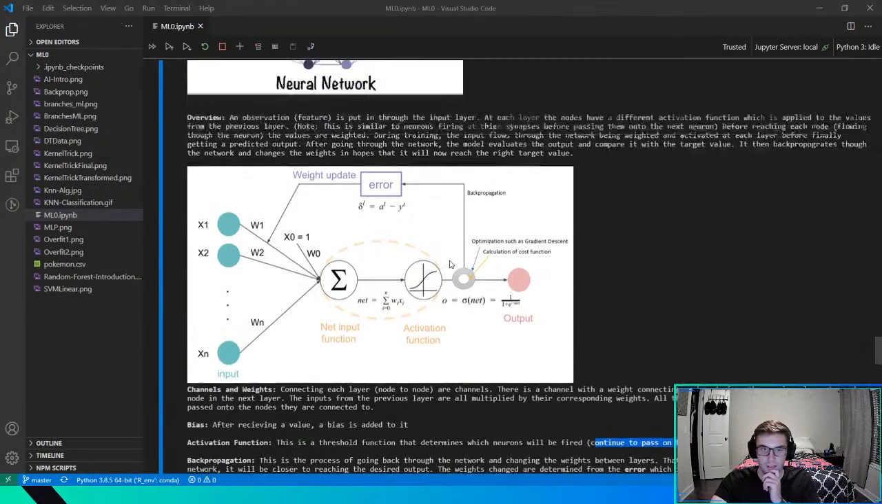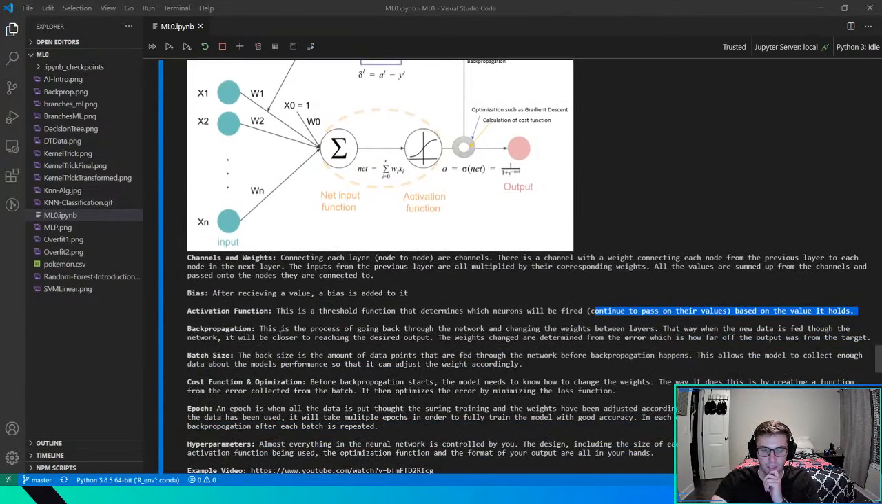Backpropagation, this is basically the learning, and this is how it converges to a good solution. It's a process of going back through the network and changing the weights between layers, so that when new data is fed through the network, it will get closer to reaching the desired output. How the weights are changed is determined from the error, and how far the output is from the target.